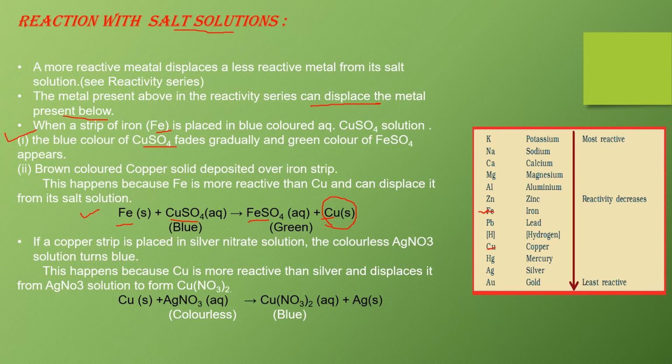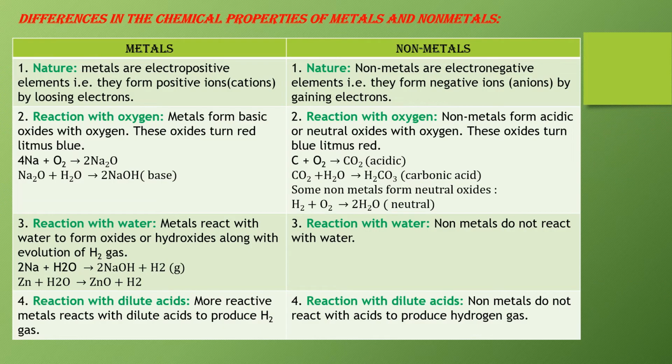Now the next example is when copper reacts with silver nitrate. Silver nitrate is colorless. When copper reacts with it, it converts into blue colored copper nitrate along with the formation of solid silver. Now let us start the differences in the chemical properties of metals and non-metals.